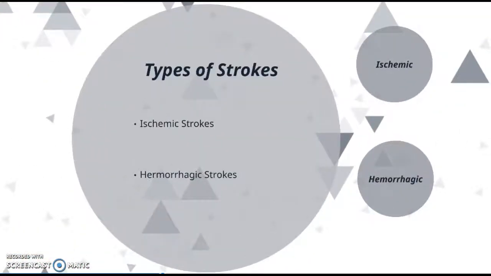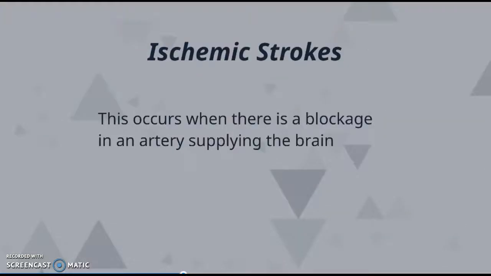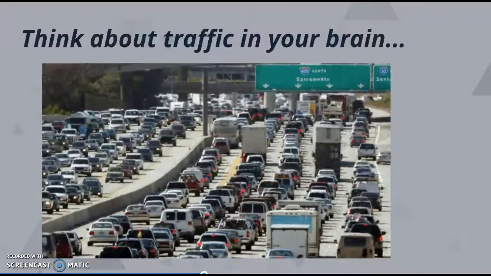There are 2 different types of major strokes, ischemic and hemorrhagic. An ischemic stroke occurs when there's blockage in an artery supplying the brain. Imagine the traffic that results from a car wreck on a major highway. The flow of traffic comes to a halt. Just as the traffic is forced to stop flowing, during an ischemic stroke, the blood to the brain stops flowing. The wreck on the highway can be the equivalent to a blood clot in the brain.